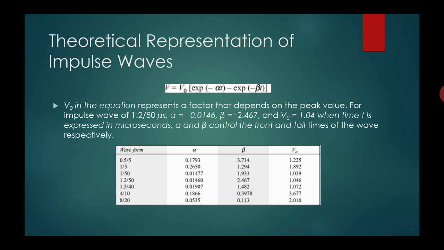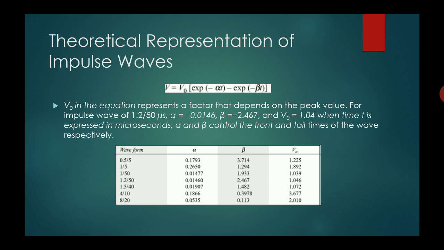Now, theoretical representation of the impulse wave. Whatever the impulse wave is, it can be defined as a constant multiplied by a difference of two exponentials. So it is basically defined as V naught times exponential of minus alpha t minus exponential of minus beta t. The alpha and beta would be different for different impulses, but the basic equation of the impulse is nothing but this.